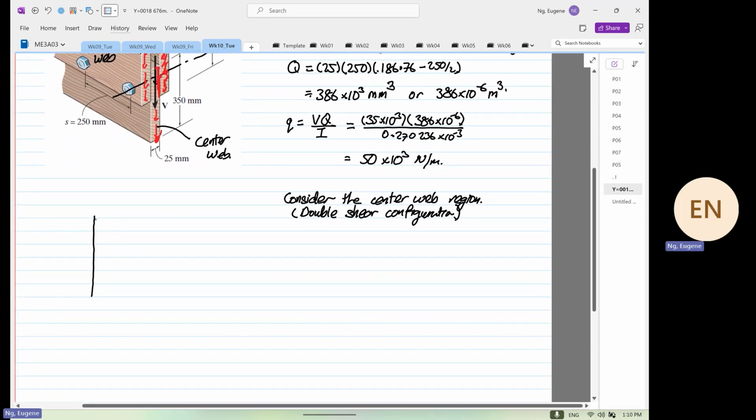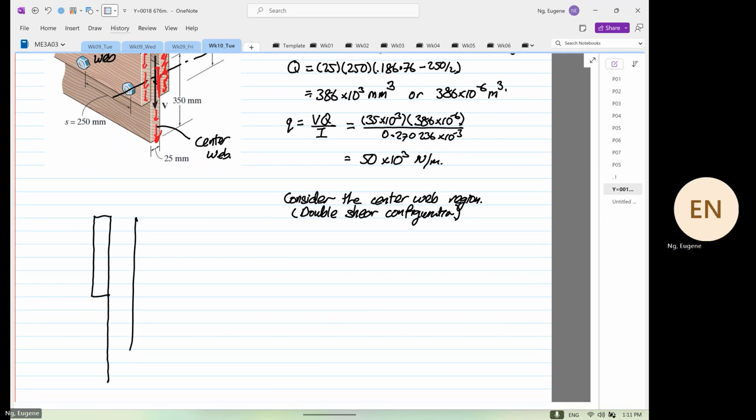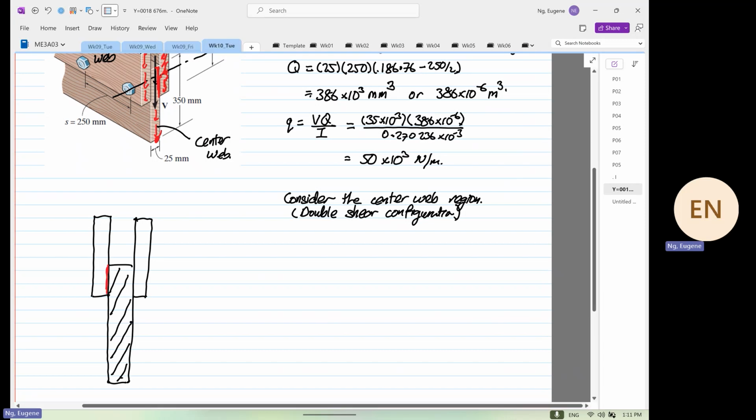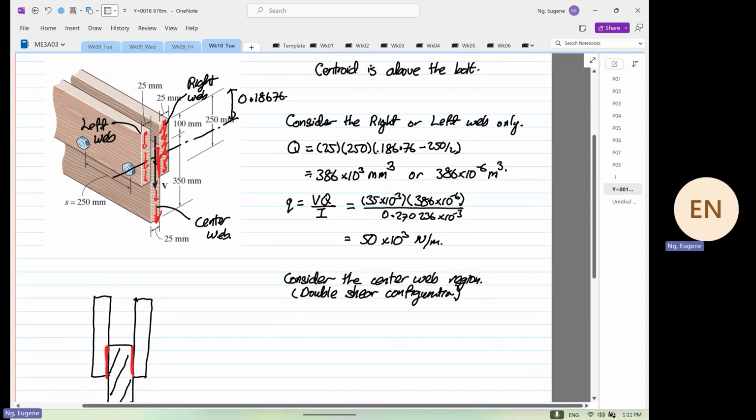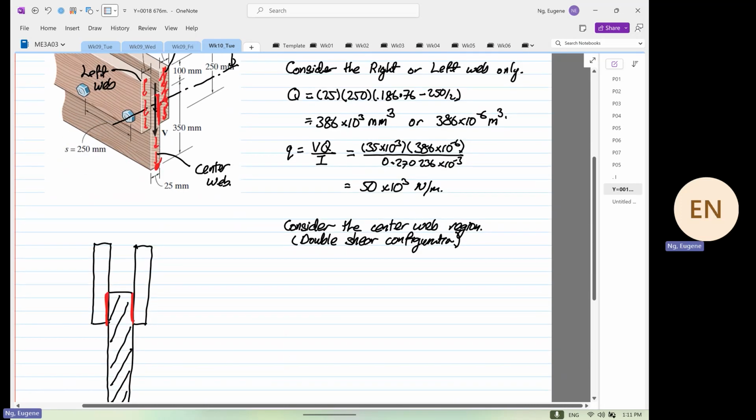If I draw the cross-section view, now if I were to sketch the cross-section view, right? It looks like this, yes or no? So if we were to consider the central web, we know that failure will either occur on the left-hand side or the what? Right-hand side. Are we clear? That is why it's what? Double shear. If we just consider the left and right web, it's a what? Single shear. This one is a what? A double shear.